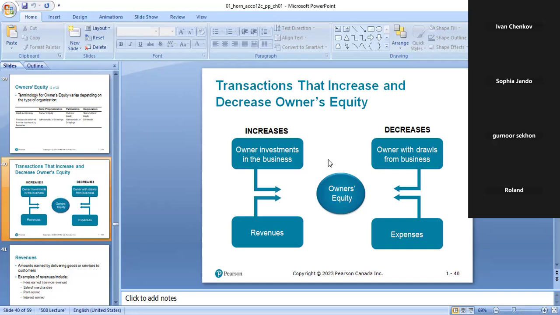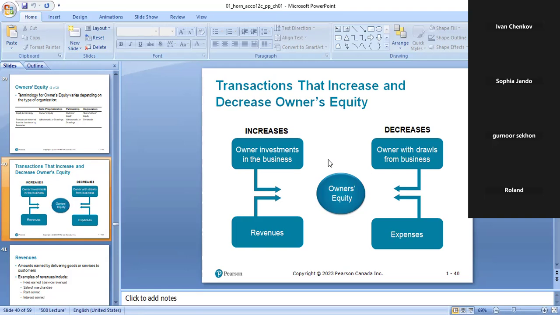So, owner's equity is affected by owner's investments. Every time the owner invests, that's going to increase his equity. On the other hand, every time the owner withdraws from the business, and we're talking here about proprietorship and partnership, every time the owner withdraws from the business, that's going to decrease owner's equity.